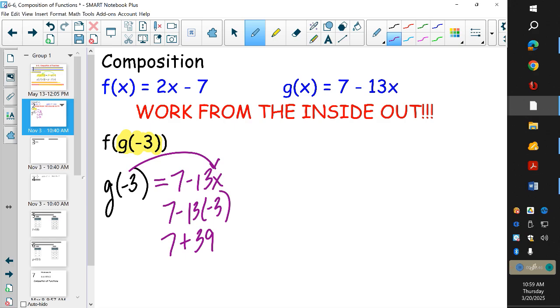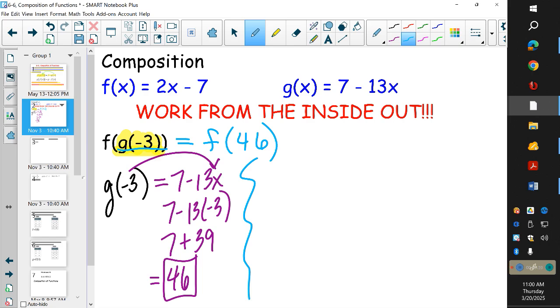What is 7 plus 39? It would be 46. Yes? Okay, what does 46 represent? G at -3. So every place you see G at -3, what can I put in place of it? The number 46. So now I'm going to be doing f at 46. Why? Because 46 is G at -3. So now I have a new problem to do. What is the number touching? What letter is the number touching?